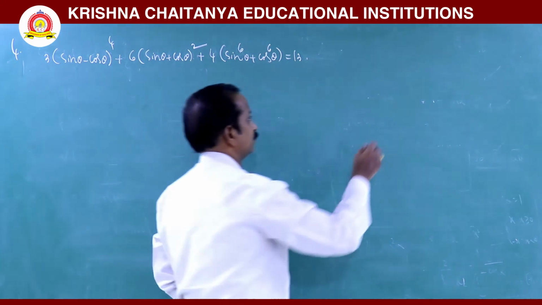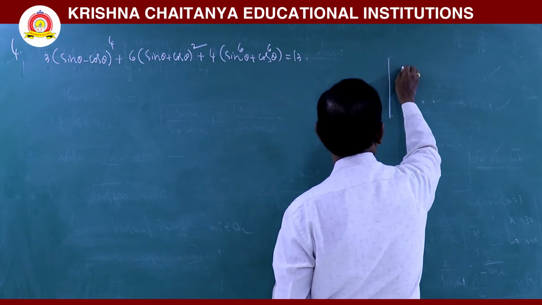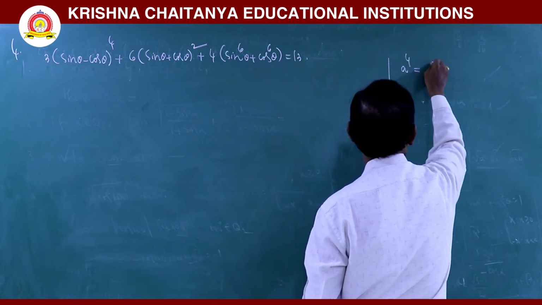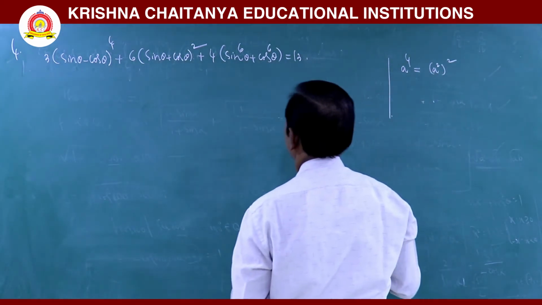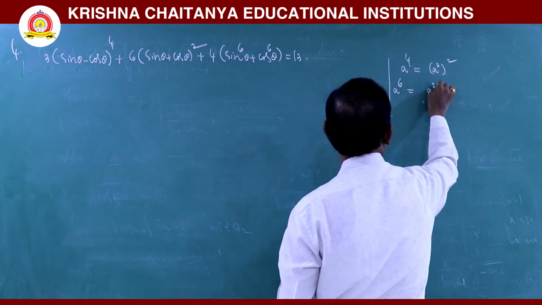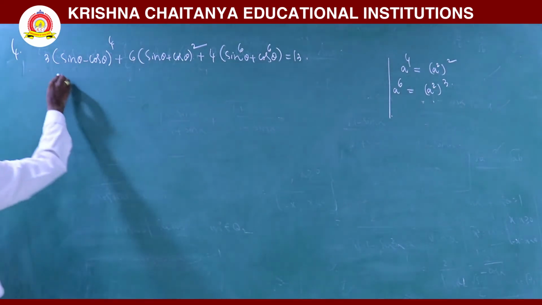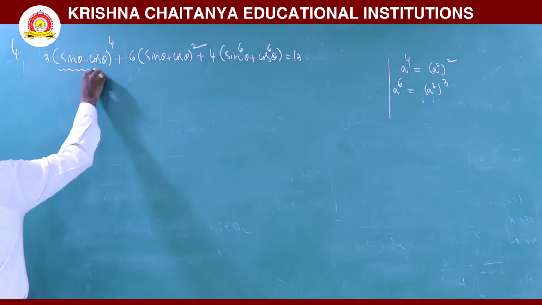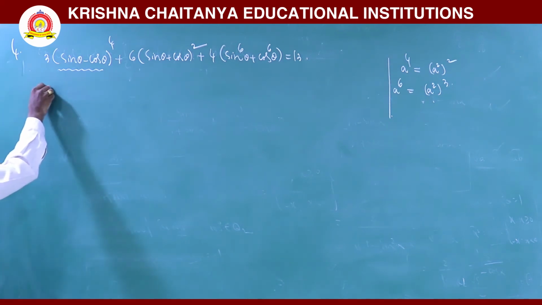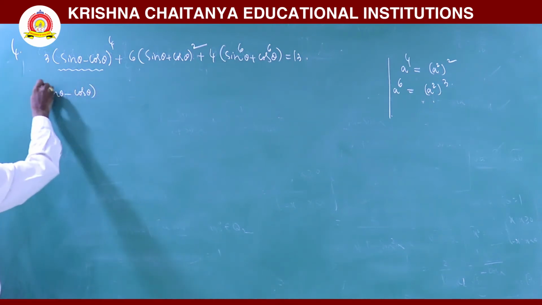First of all, we know the basics. What are the general basics? A to the power of 4 we can write as (a square) whole square. Second, a power 6 can be written as (a square) whole cube. Now first of all I can consider (sin theta minus cos theta) whole power 4.